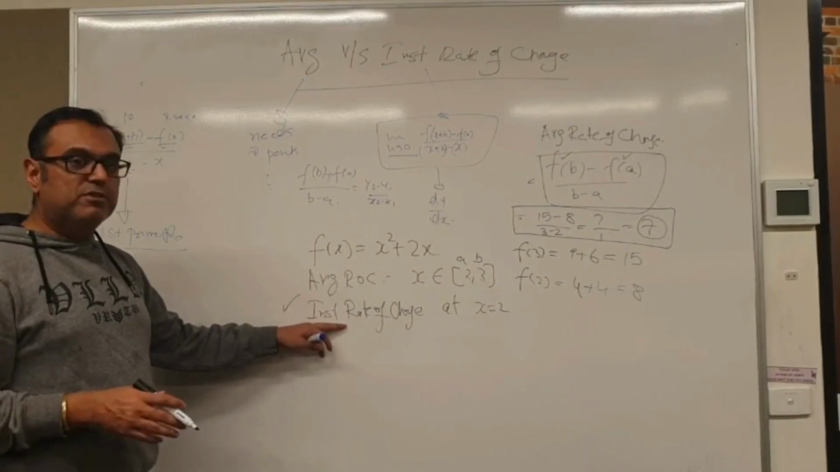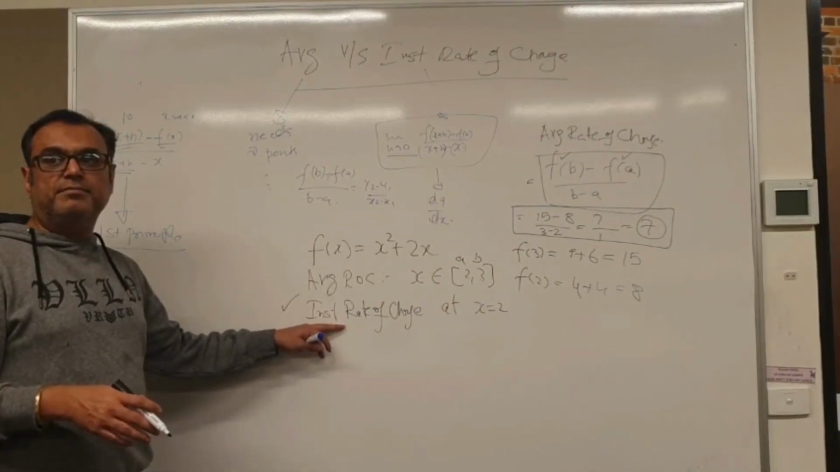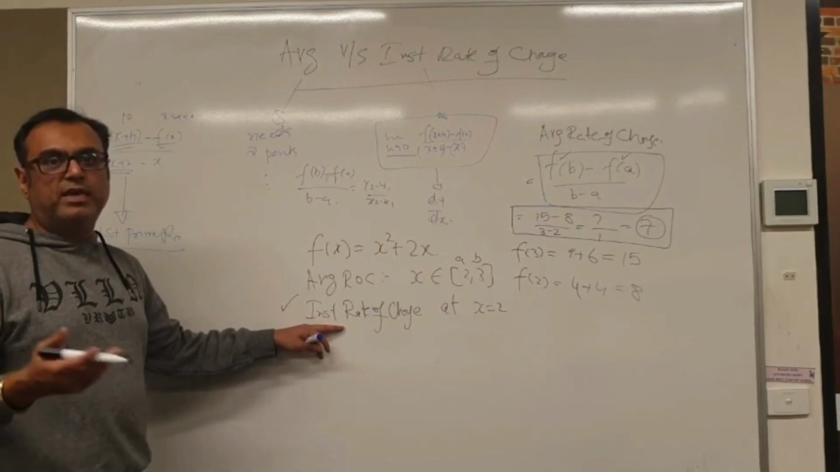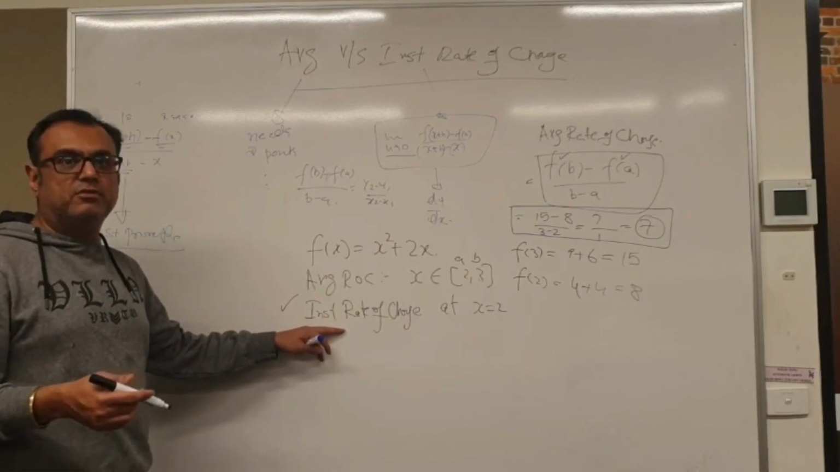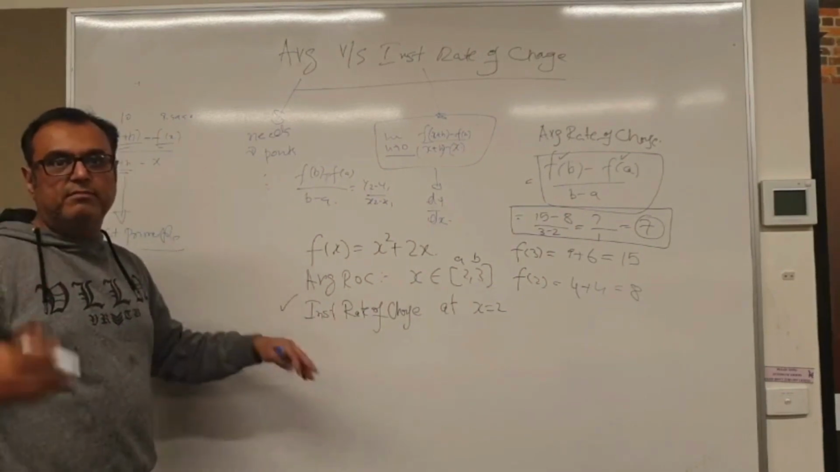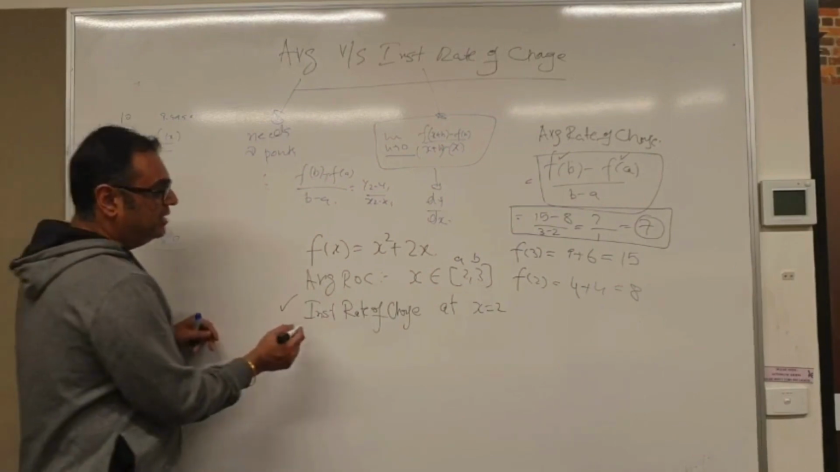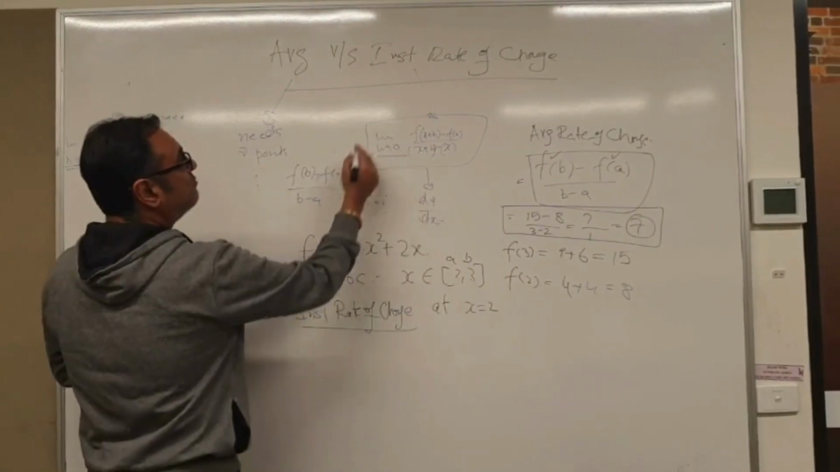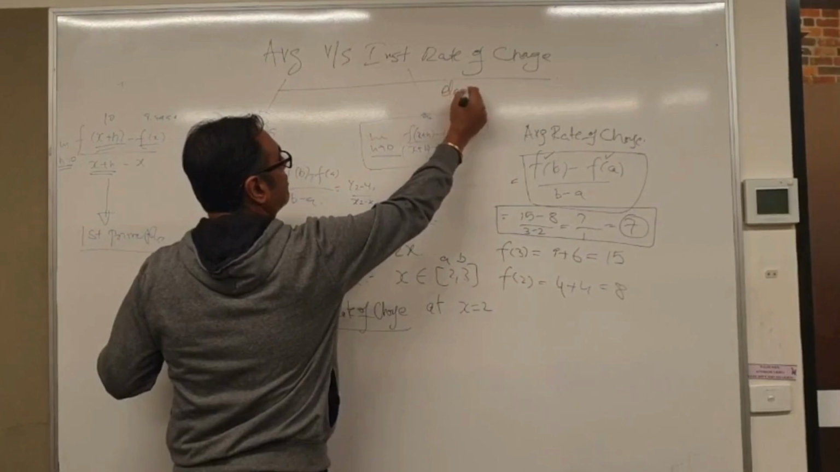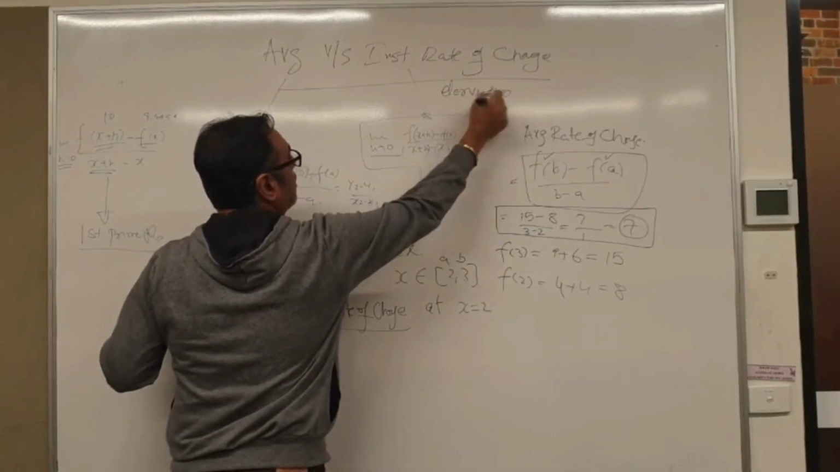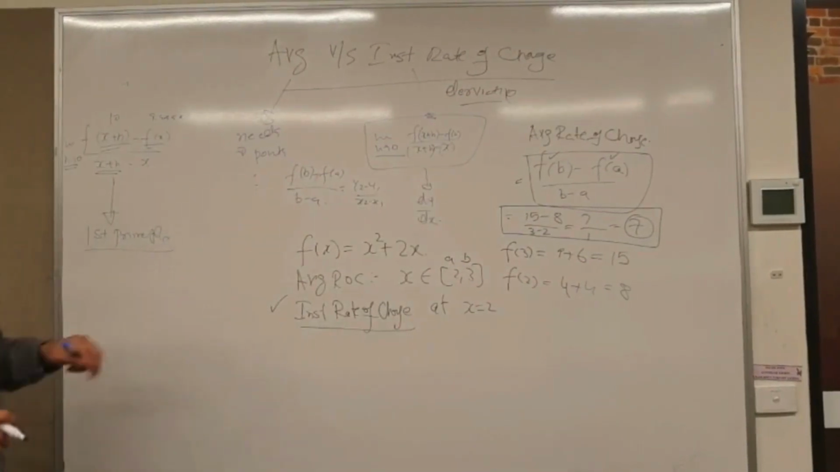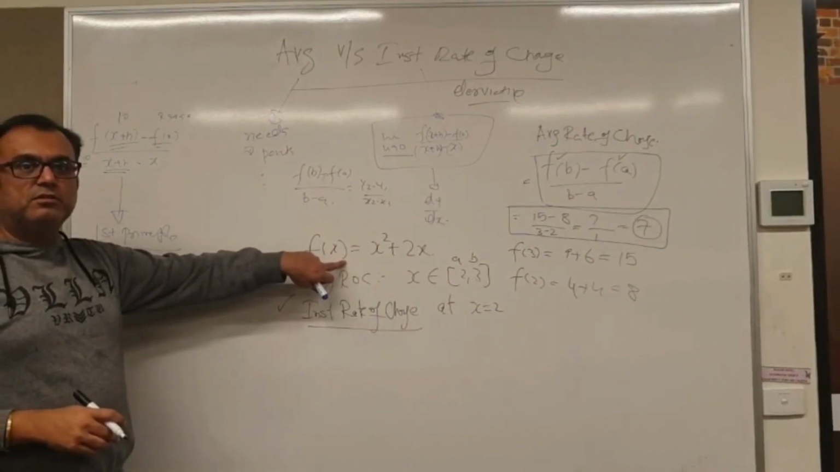So what will you do in the first step here? Give me your thoughts, that's okay. We're brainstorming together. If you don't know, you don't know, that's okay. Instantaneous rate of change, so you need to find the derivative. So you find the derivative of this function.